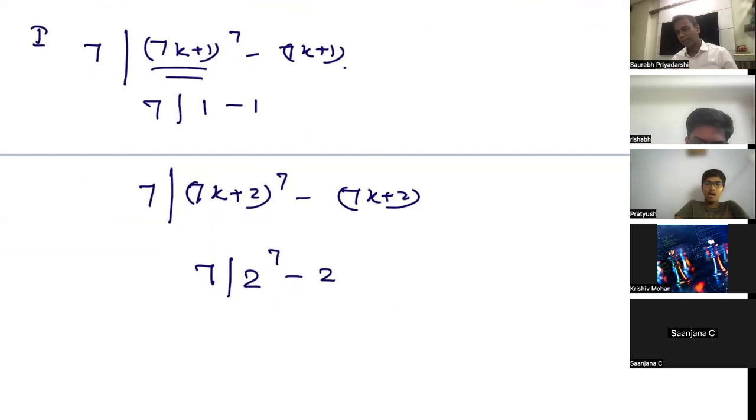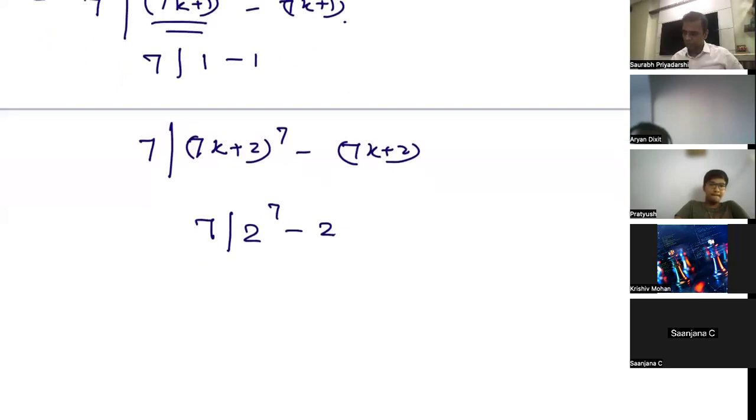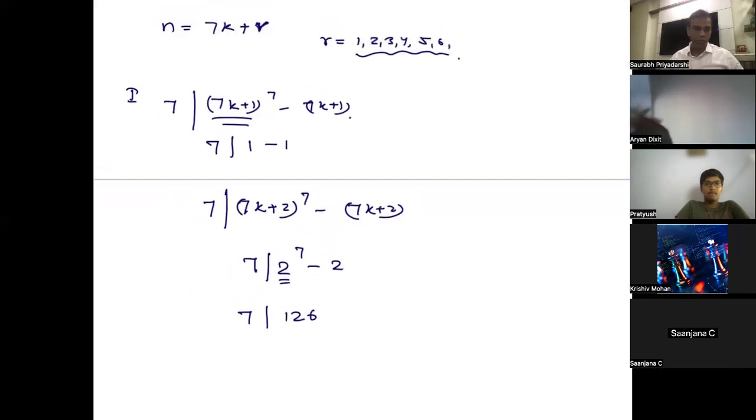2 to the power 7 is 128. 7 divides 126, right. So this is 128 minus 2 is 126. Right? So again divisible by 7. So for any other factor, we can see that this will be divisible, right? So 100% the number will be divisible. Check for 4. Sir, yes, the 4 also it is divisible.